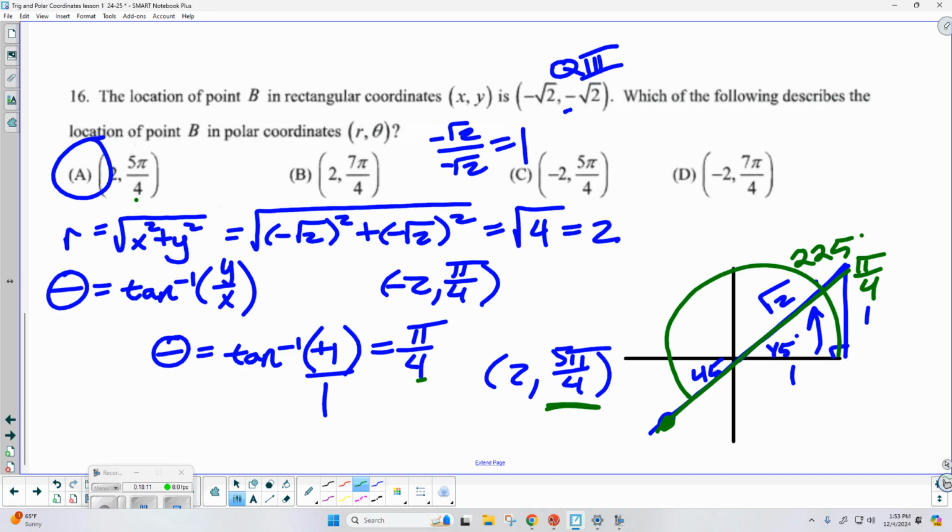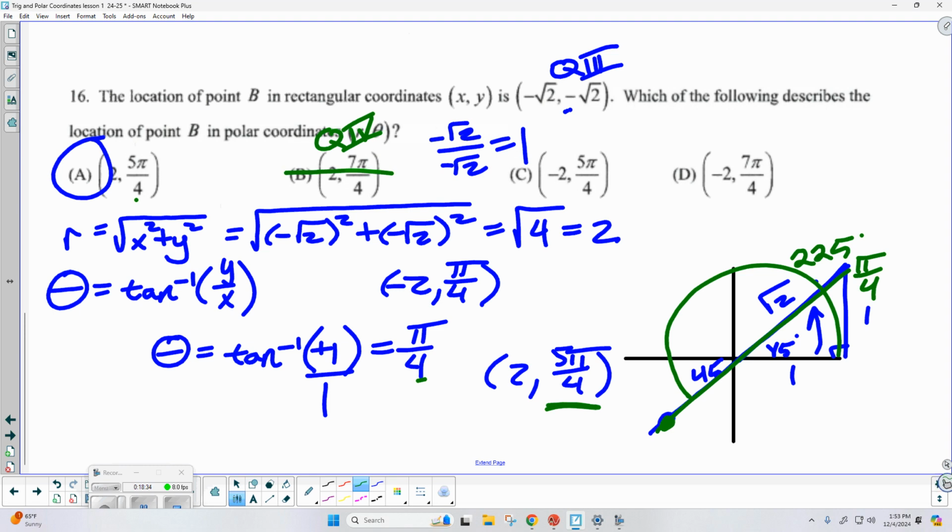And we can even go through, let's take a look. We know our point is in quadrant 3 here. Let's take a look at B. 7 pi over 4 with a positive radius. What quadrant would that be in? That'd be in quadrant 4. So this one is in quadrant 4. Remember, we're looking for quadrant 3, so that one's already out.